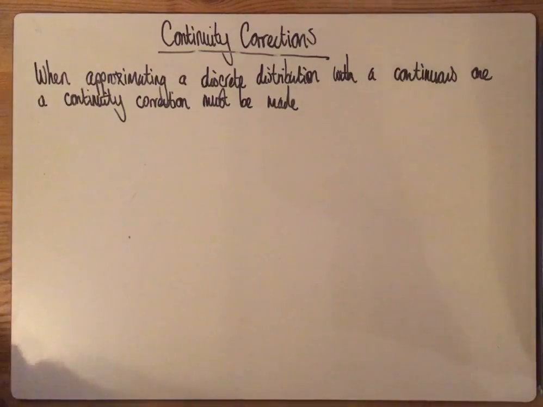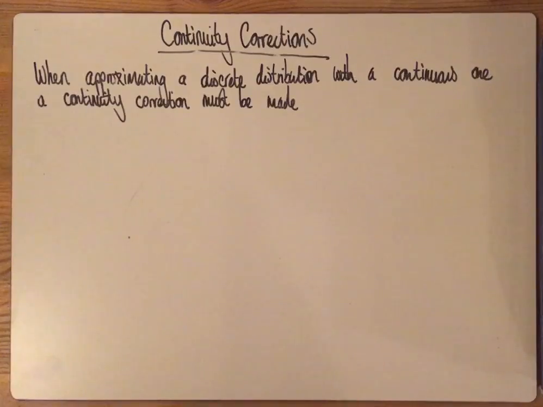Okay, so when approximating a discrete distribution with a continuous one, a continuity correction must be made, and you need to remember to make that correction. It's quite a common mistake, actually, just to forget about it, which is easy to do.